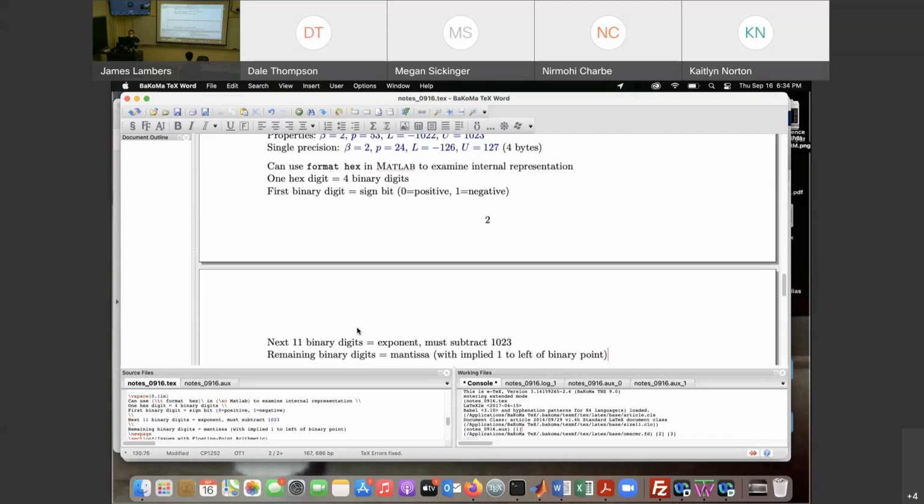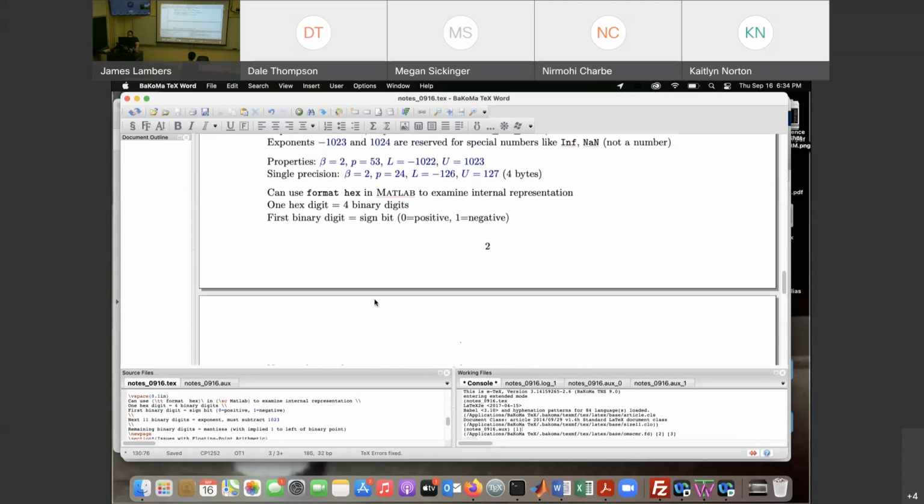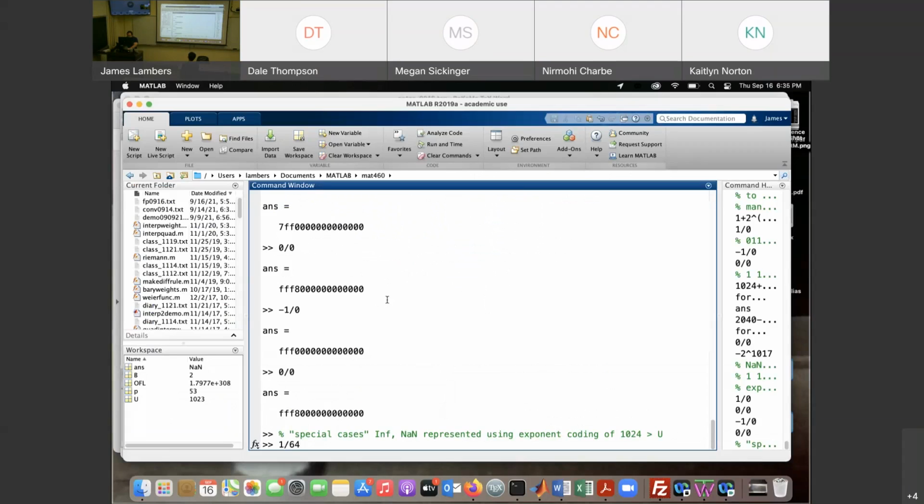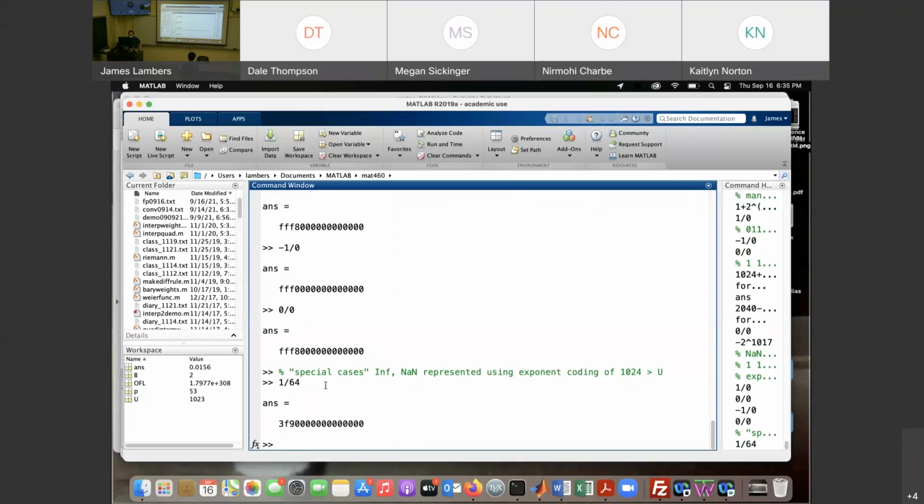And I believe I have at least some examples in the text in case you're interested in seeing how certain numbers are represented. Like for example, if I take a power of 2, like 1 over 64, there's no mantissa here because 1 over 64, that's 2 to the minus 6. So the number can be represented entirely using the exponent.